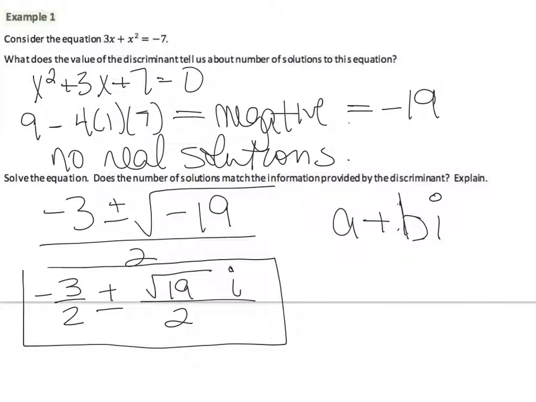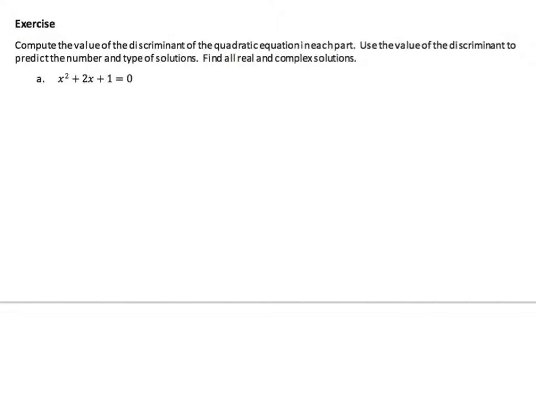I have two answers: negative 3 halves plus square root of 19 over 2 times i, and negative 3 halves minus square root of 19 over 2 times i. So I have two complex solutions, which sort of follows our rule on the discriminant. All right, I have some exercises here.